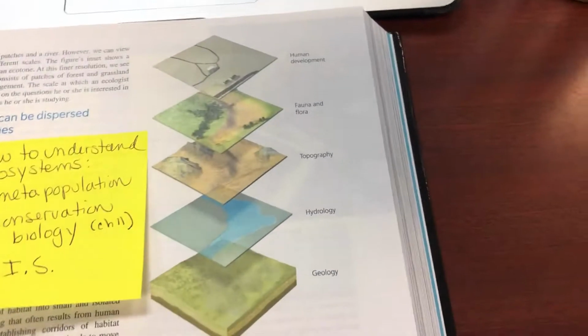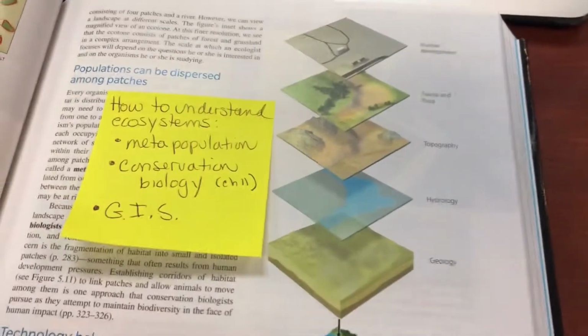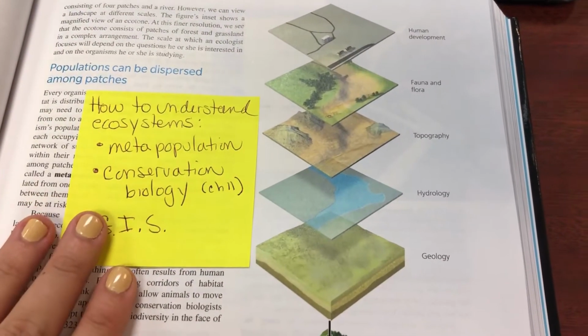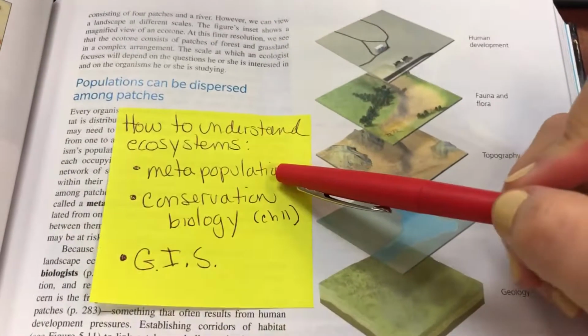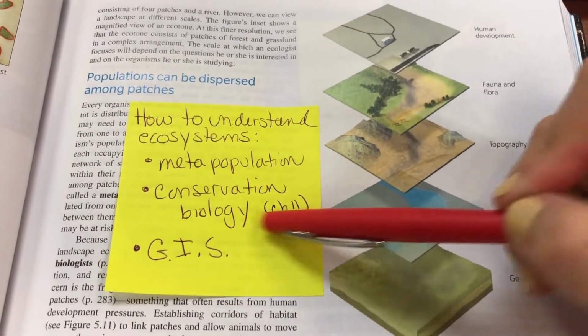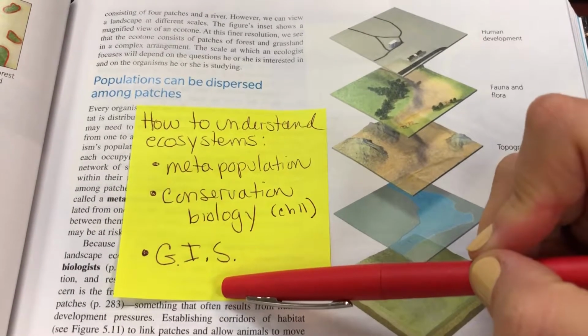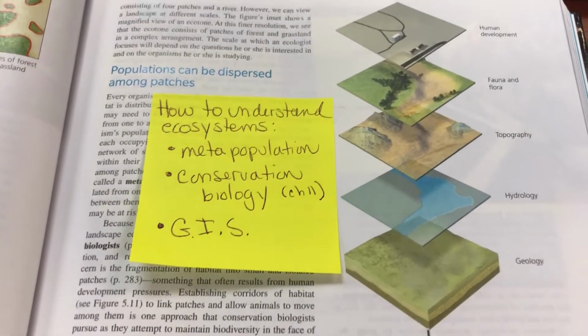All right. Now, the next page is talking about how populations are dispersed. Just make sure that you understand metapopulation, conservation biology, which we'll talk more about in chapter 11, and GIS. GIS is a computer system.